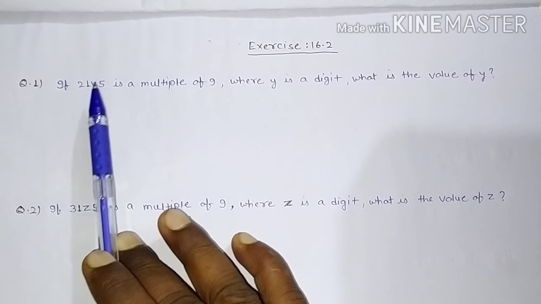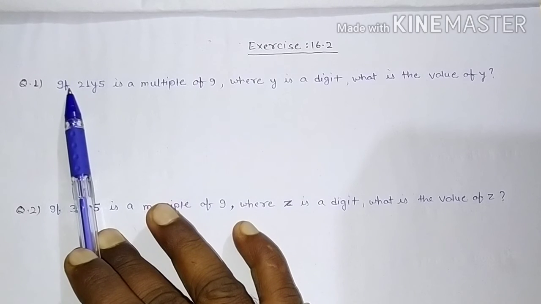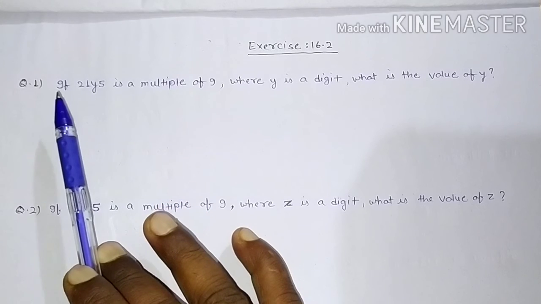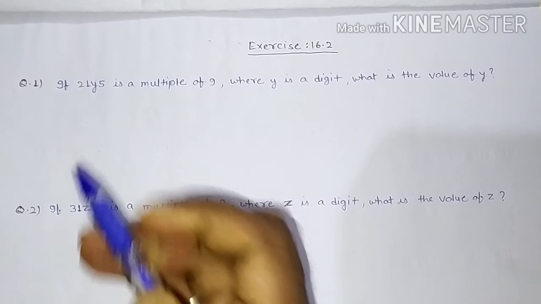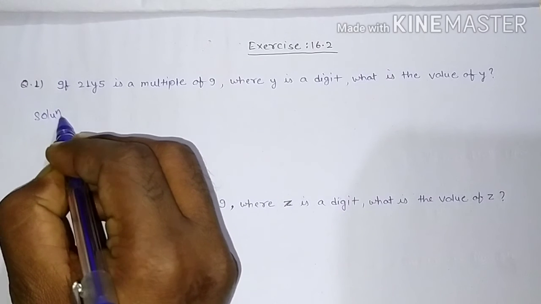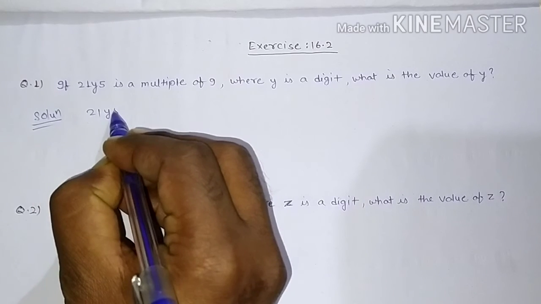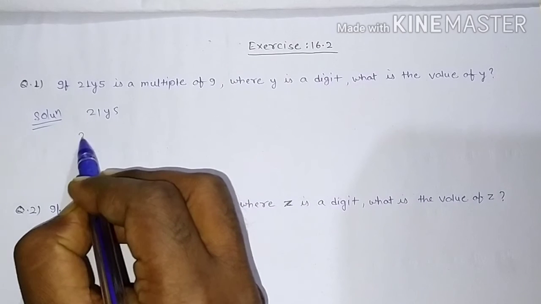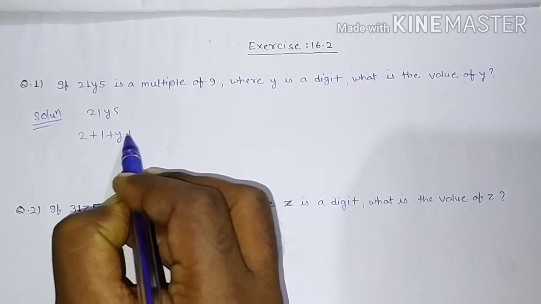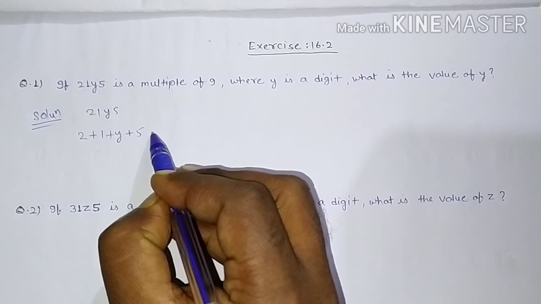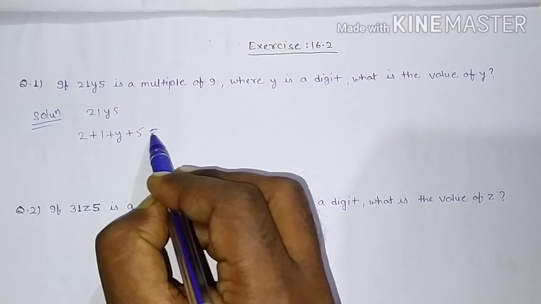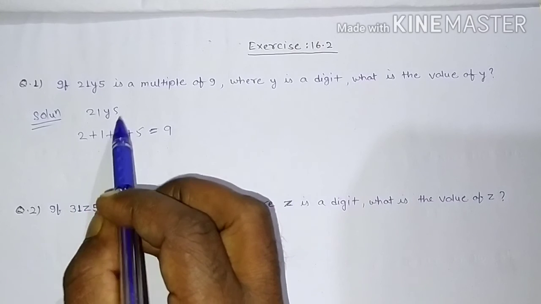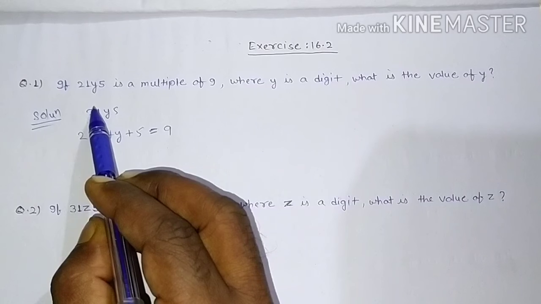Okay, and we know that if a large number is given and we have to state whether the total large number is divisible by 9 or not, what we have to do is simply add the digits of the number. Okay, so what is given? 21y5. So add the digits of the number, so this will be 2 plus 1 plus y plus 5. Okay, this must be equal to 9 if the whole number is divisible by 9.